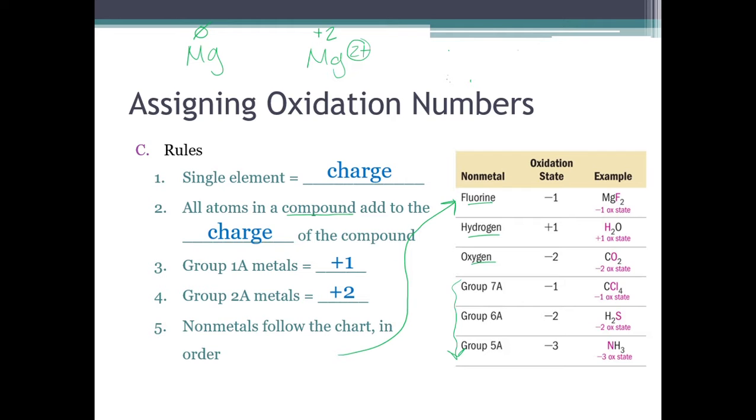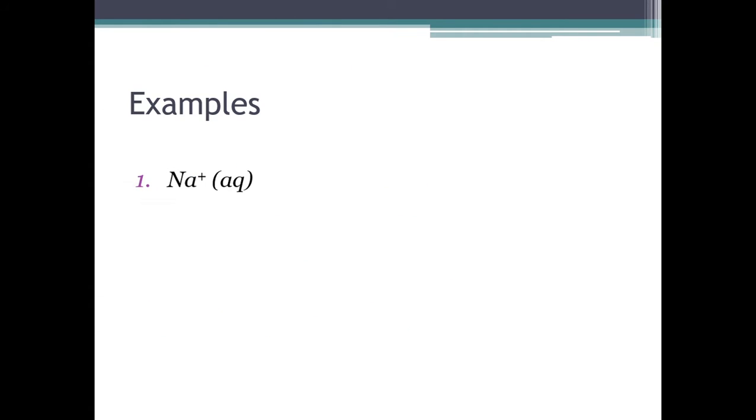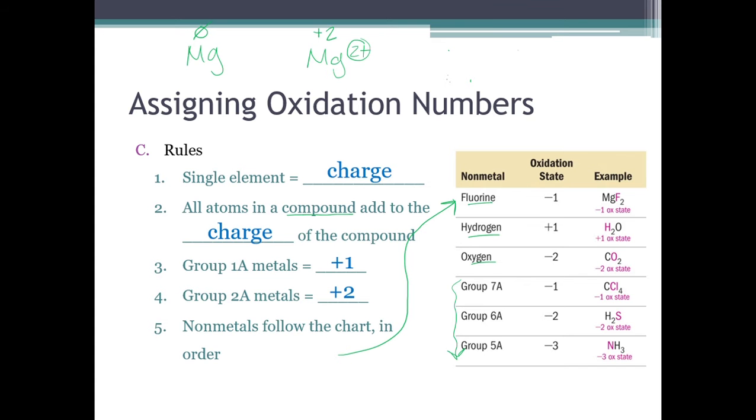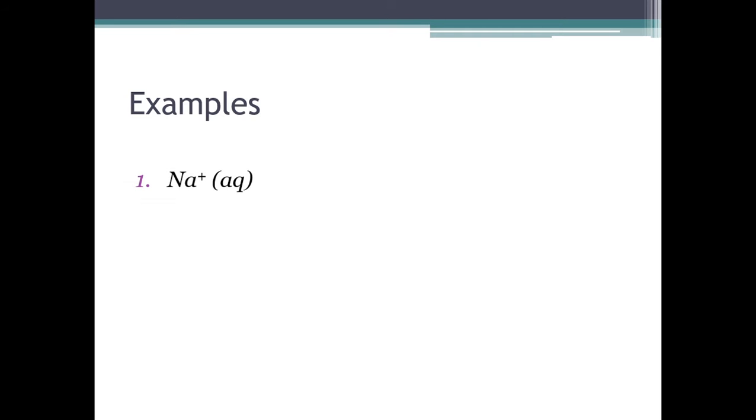So let's go ahead and practice assigning some oxidation numbers. Our first example is Na+. This follows rule number 1. It's a single element. It's not in a compound, it's just an element all by itself. The charge on this element is a +1, so the oxidation state of this ion must be +1. That's it. That's its oxidation state. Equals the charge.